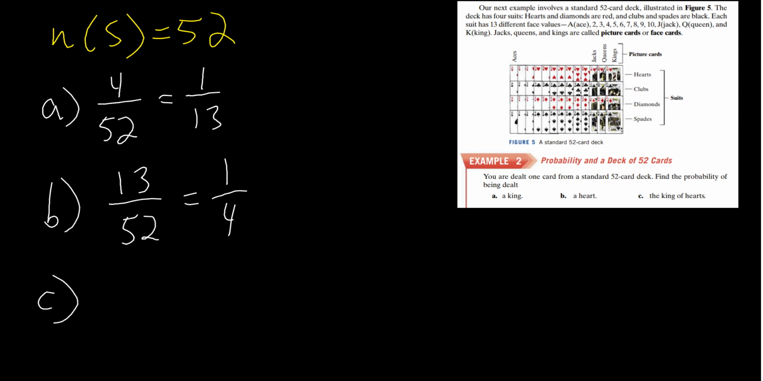And then C, what is the probability that I am dealt a king of hearts? Well, there is only one king of hearts, so it would simply be 1 over 52, and we cannot reduce that any further. I guess we can say 0.5 over 104. No, I'm just kidding. All right, and so that's that.